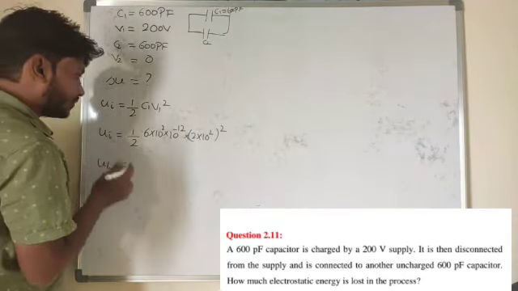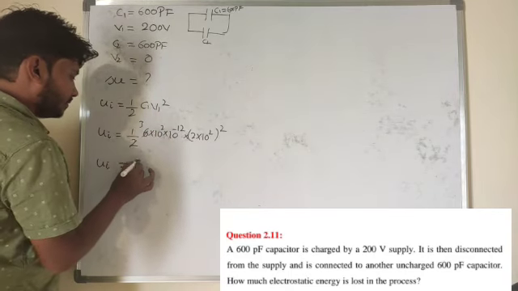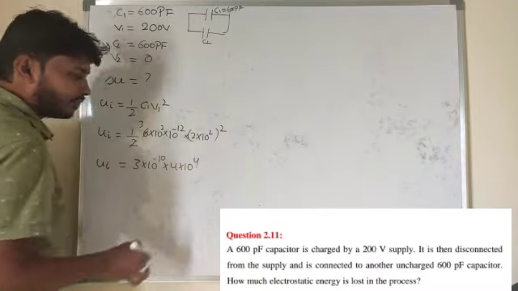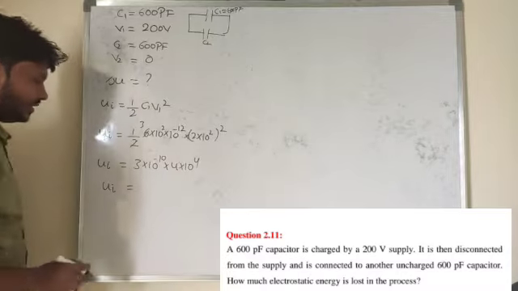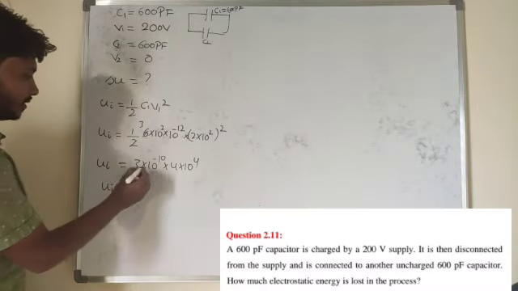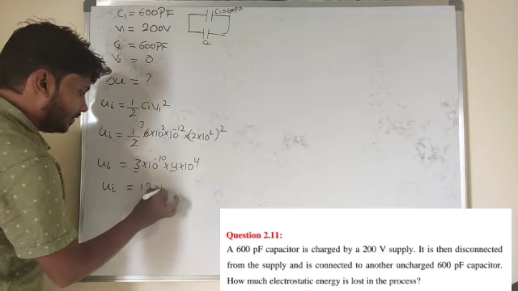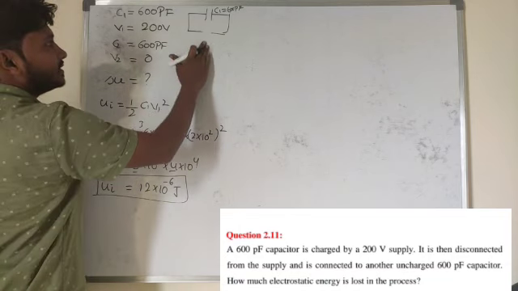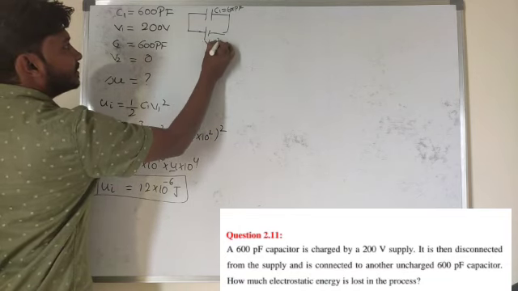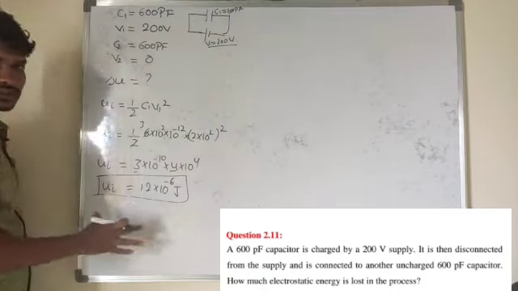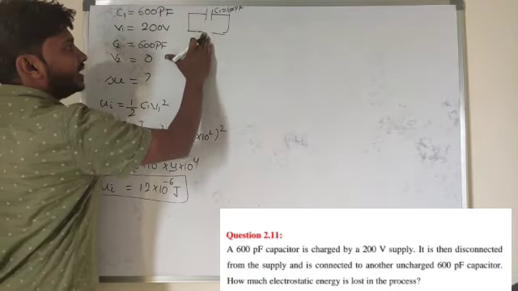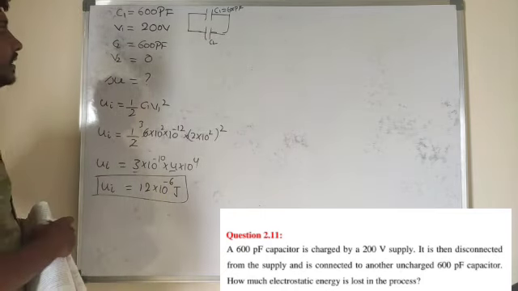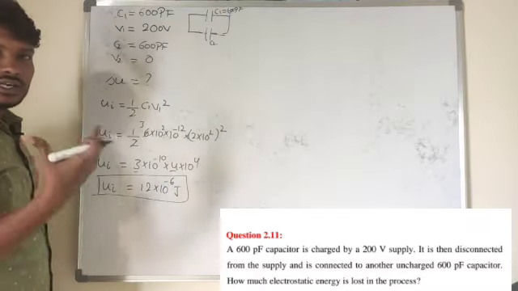So initial energy stored will be 3 into 10 to the power of minus 10 into 4 into 10 to the power of 4. So initial energy stored will be 3 into 4, 12 into 10 to the power of minus 6 joule. So this is the energy stored in the first case. Afterwards they are disconnected from the supply and connected to another uncharged capacitor. So in this situation these two capacitors will attain a common potential.